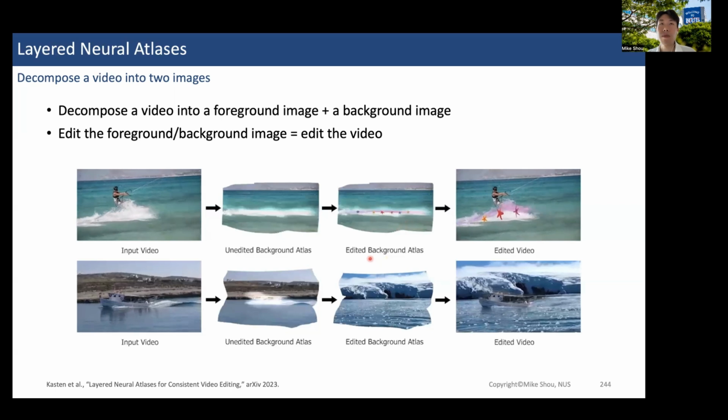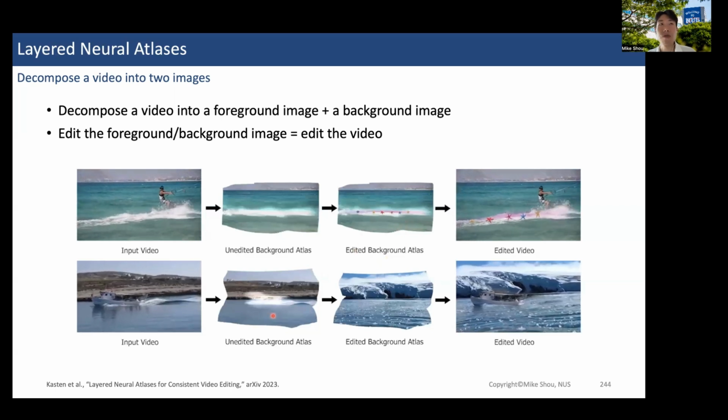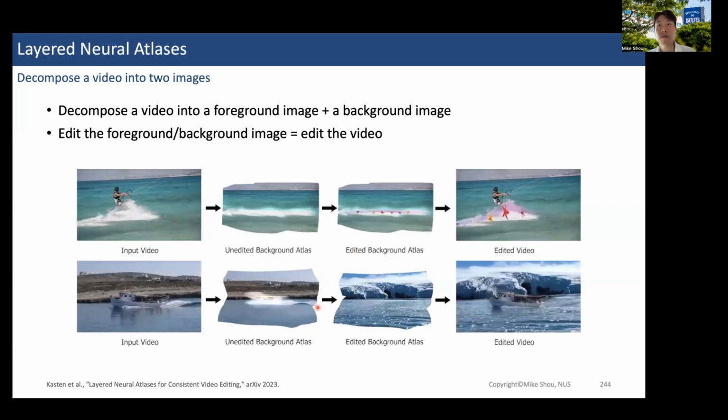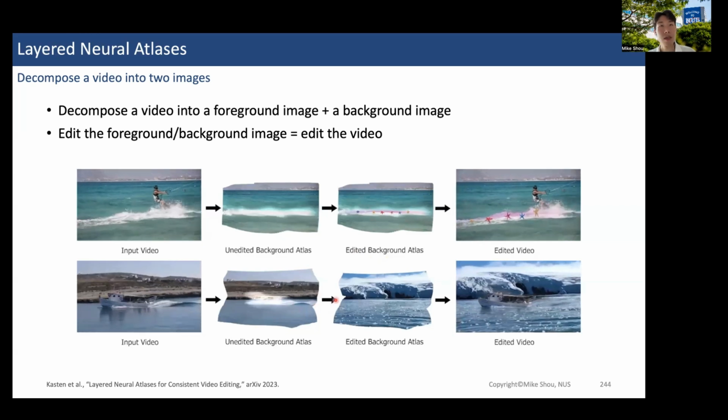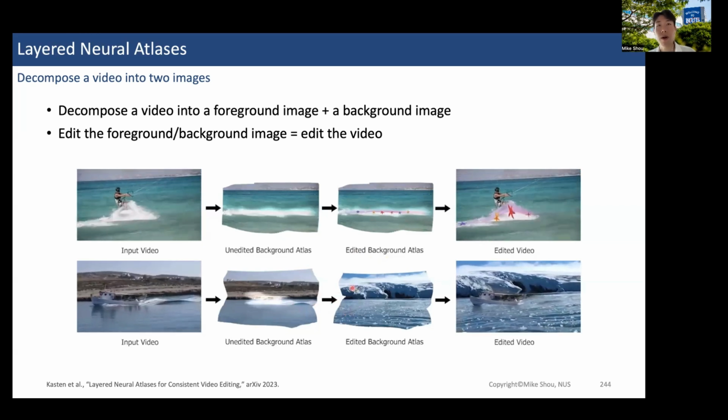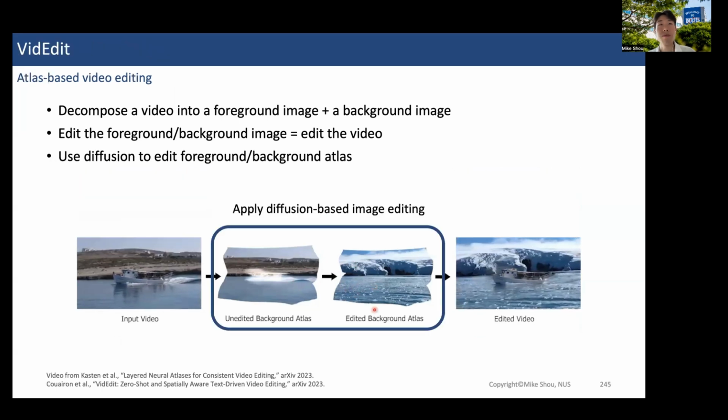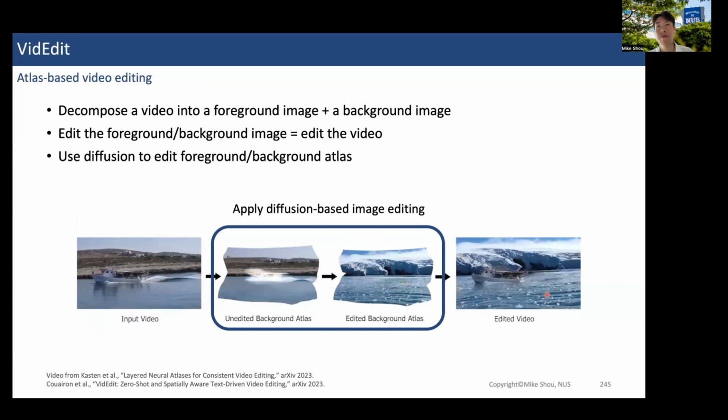Of course, instead of manual editing, you can also use, for example, diffusion methods to change the background. In this paper, so-called Text2LIVE, or rather, zero-shot spatially aware text-driven video editing, they edit the background atlas by using image-based diffusion models. Once the background has been updated, it can be propagated to all other video frames.